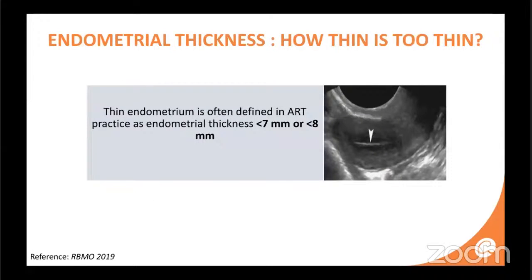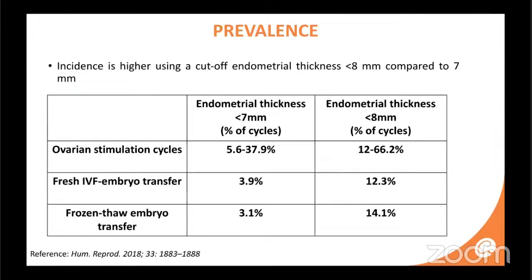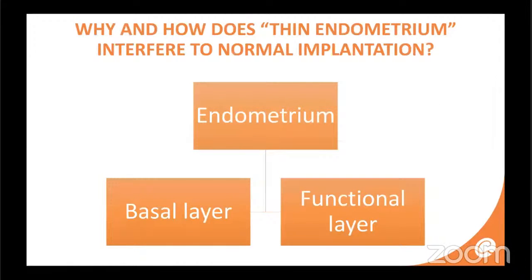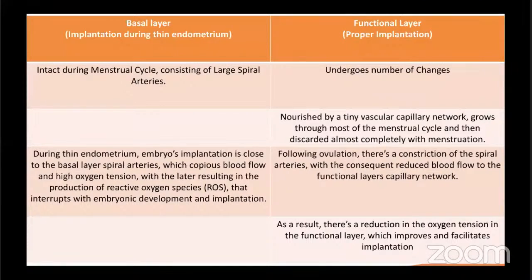Now, in endometrial thickness, how thin is too thin? Often in our textbooks, thin endometrium is defined as thickness below 7 or below 8 millimeters. Obviously, if you use the cutoff of less than 8 millimeters, then the incidence would be much higher as compared to a cutoff of less than 7 millimeters. If you look at the physiology of the endometrium, there are two layers, the basal layer and the inner functional layer. The embryo usually implants on the functional layer. The basal layer is the layer which stays intact during the menstrual cycle and consists of large spiral arterioles.